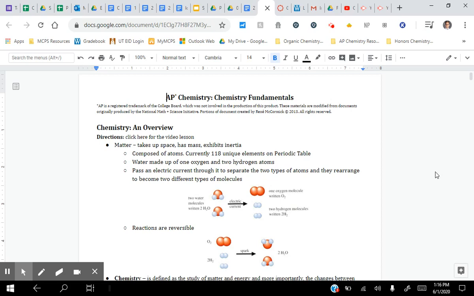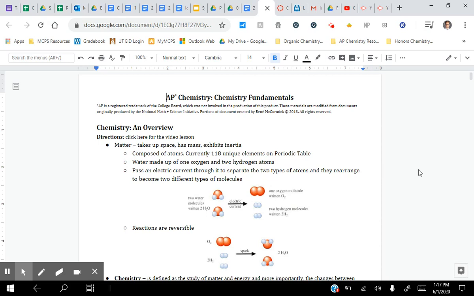Let's get into it. So first, chemistry and overview. We are studying chemistry because chemistry is the study of matter, which we know takes up space, has mass, and exhibits inertia. Matter is composed of atoms, currently of which there are 118 unique types of atoms or elements on the periodic table. All the more recently discovered ones have been created in a laboratory setting through a lot of different experiments. But we'll primarily spend our time in AP Chemistry focusing on elements that have been found in nature and how they react and the different kind of patterns that they undergo.